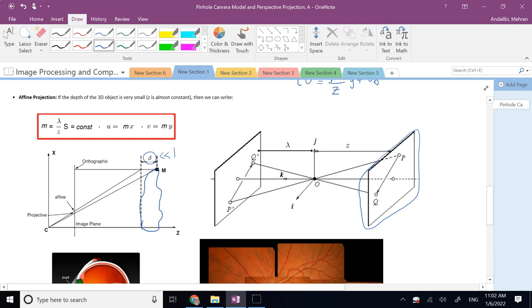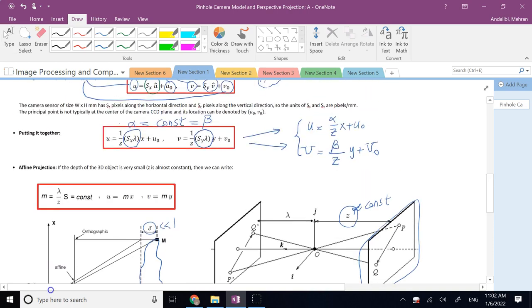Q prime, then I can easily show you that in this case, this parameter Z is almost constant, because it is measured along the optical axis and the front and the back of the object have very small changes. Then this parameter Z that you see in the denominator, which makes the projection nonlinear, is now going to be almost constant. So we can say these ratios, alpha over Z or beta over Z, are almost constants. So your equations are going to be linear now. U is going to be a constant times x plus u naught. V is going to be another constant times y plus v naught.